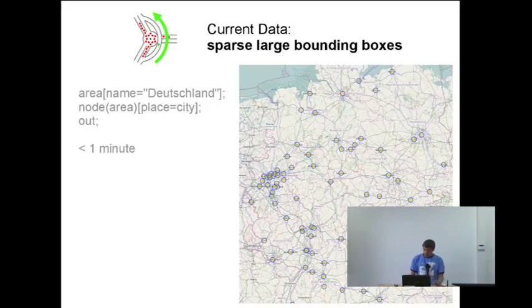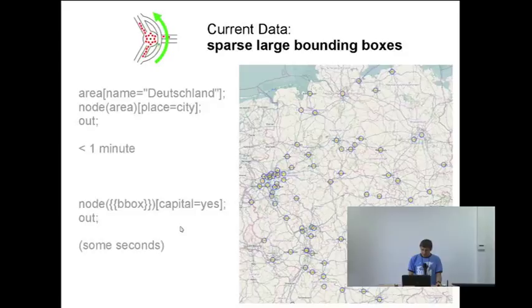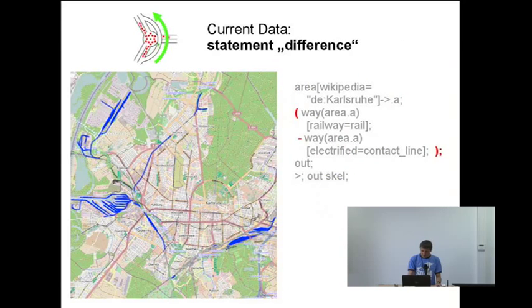So you can now do things like get me all nodes that are tagged as place city in Germany. This will run in less than a minute. Or, as Martin Reifer presented to me as an example, he just zoomed out to entire Europe and collected all capitals, and this was run within some seconds. That was really impressive. I hadn't expected that it worked so well.